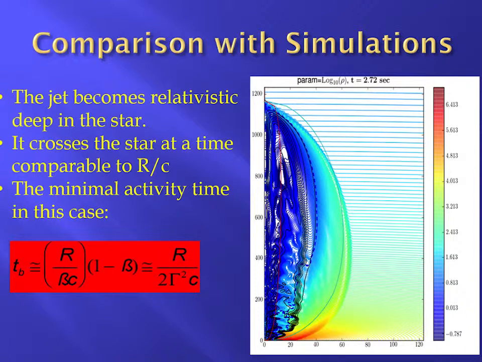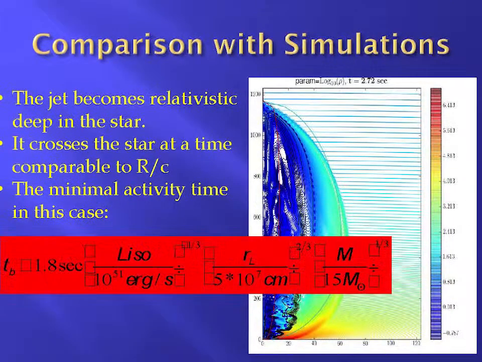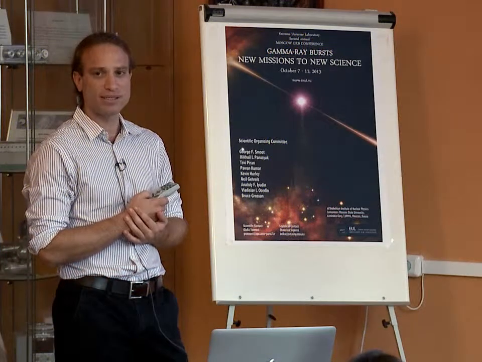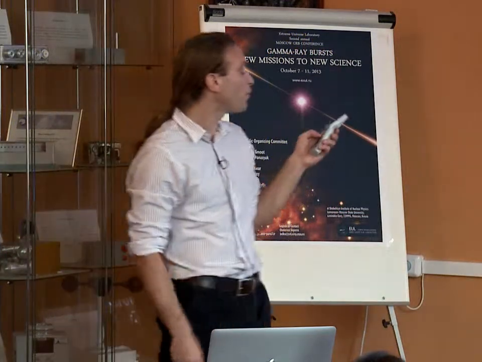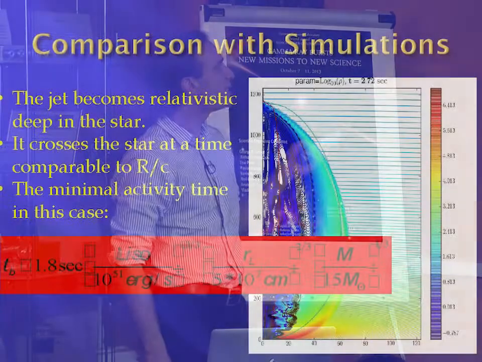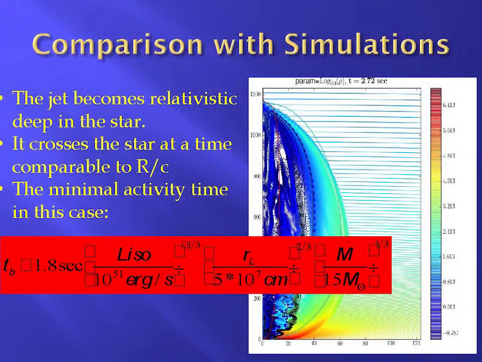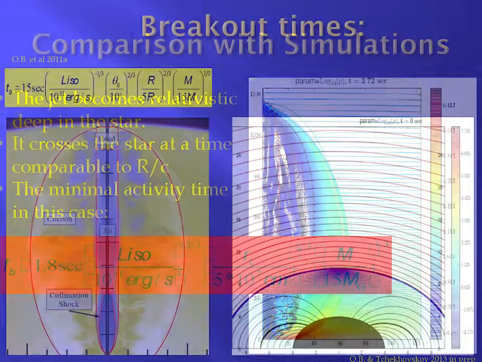Now, if we plug numbers into that and do the calculation properly, what we get is that the minimal activity time of an engine that launches a highly magnetized jet is much smaller on similar stars than the stars in the hydrodynamic jet. It's on the order of about 2 seconds, 1.8 seconds, in a jet with a similar isotropic equivalent luminosity of 10^51 ergs per second and stellar mass of 10^15 solar masses. Here I'm using a light cylinder of 5 times 10^7 centimeters.